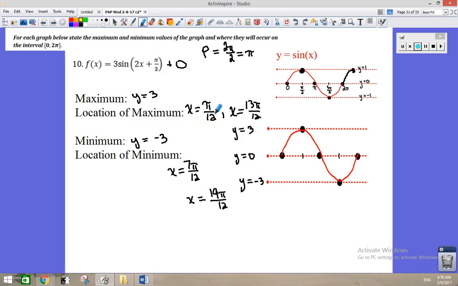So we have found our two locations for each of these. Here are the two locations for the maximum value of y equals 3. Here are the two locations for the minimum value of y equals -3. Hey, I hope that helps, and I'll talk to you later.